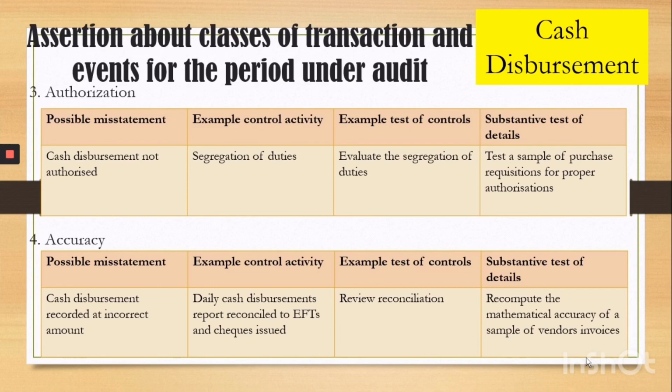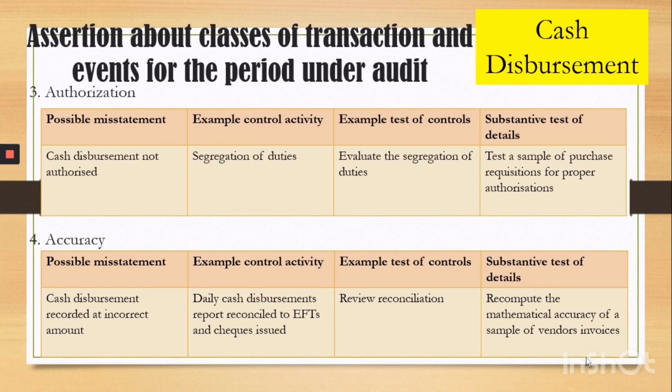The possible misstatement with regards to the accuracy is that the cash disbursement is recorded. However, it is recorded at an incorrect amount. So after the auditor assesses the internal control, if the auditor finds out that the internal control is ineffective, therefore the auditor needs to perform the test of control by reviewing the reconciliation.